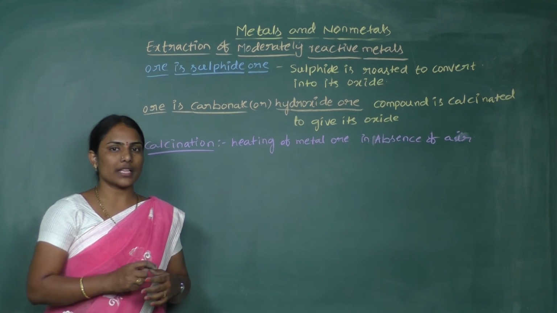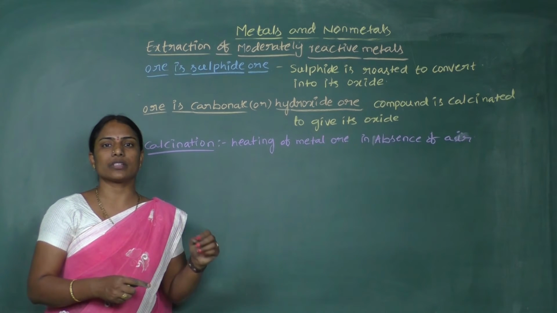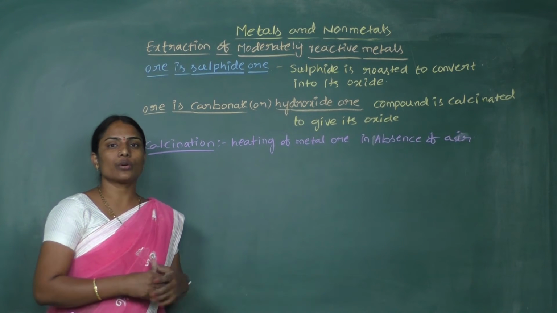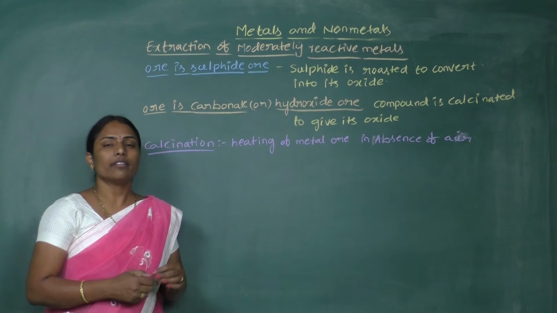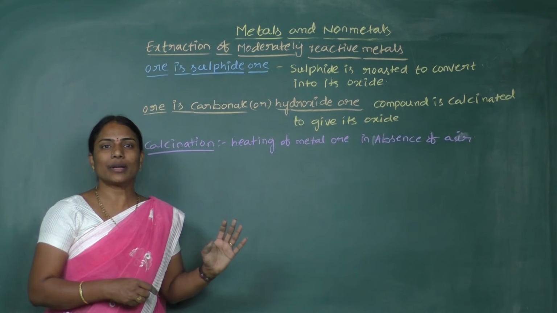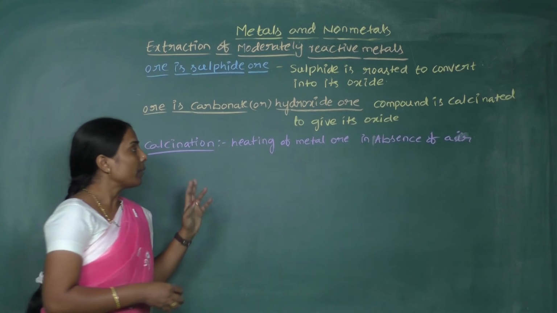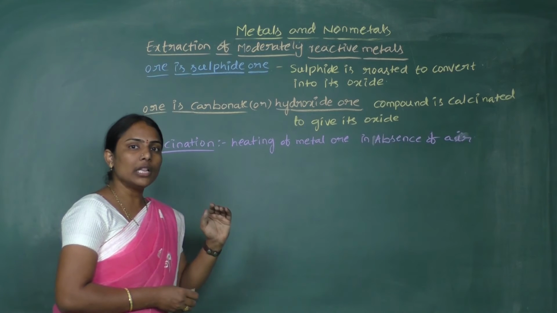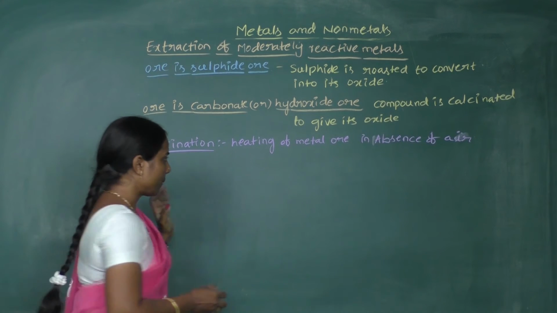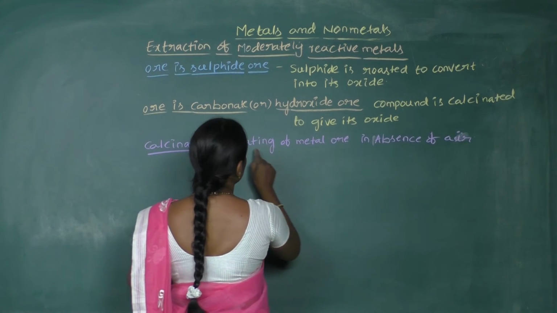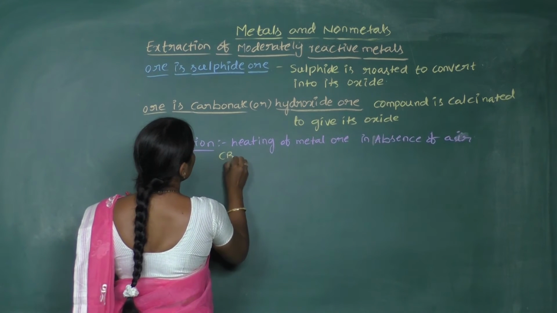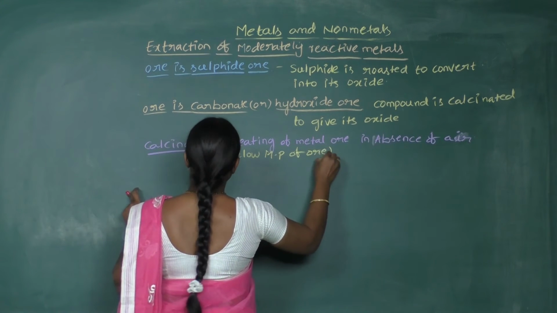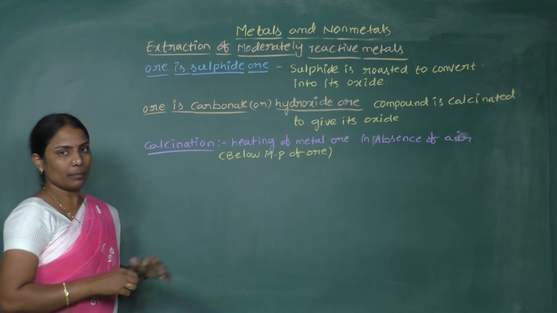Roasting has to be carried out in the presence of excess oxygen. For carbonate or hydroxide ores, we need not take oxygen; just heat the ore in the absence of oxygen. Either roasting or calcination has to be done below the melting point of the ore. So, in the absence of air and with heating below the melting point of the ore, we should never heat the metal above its melting point.